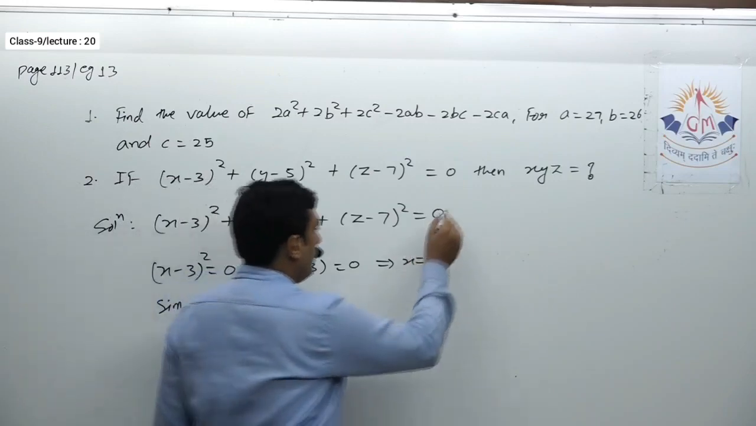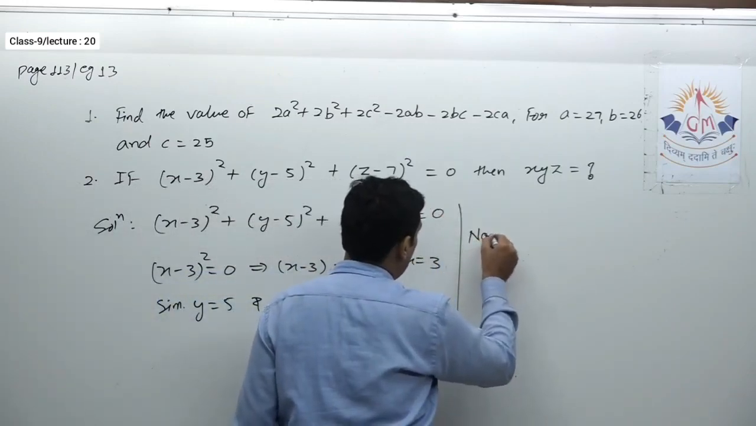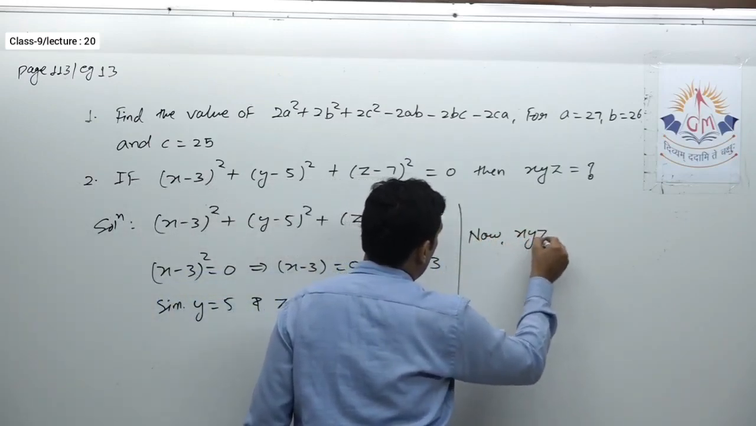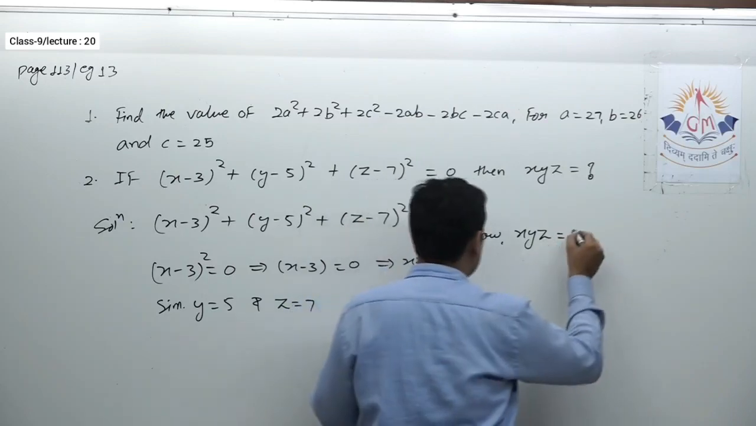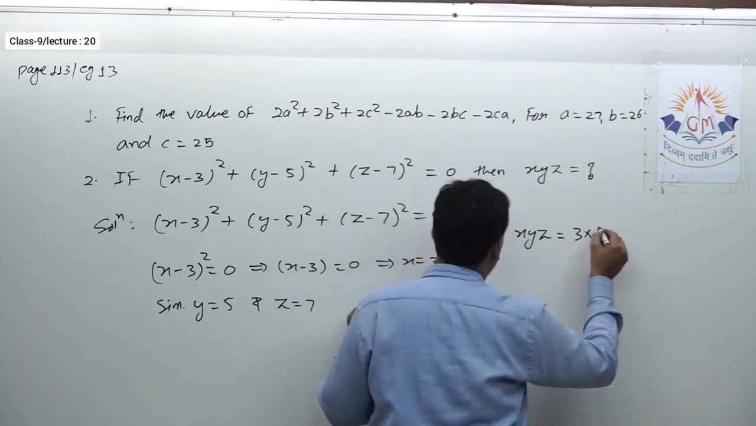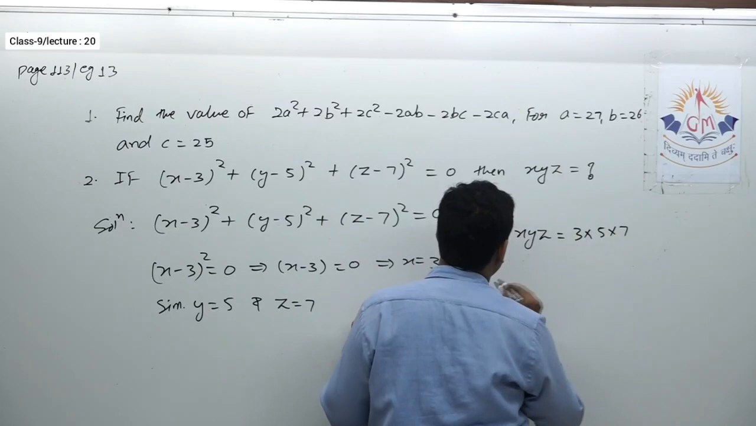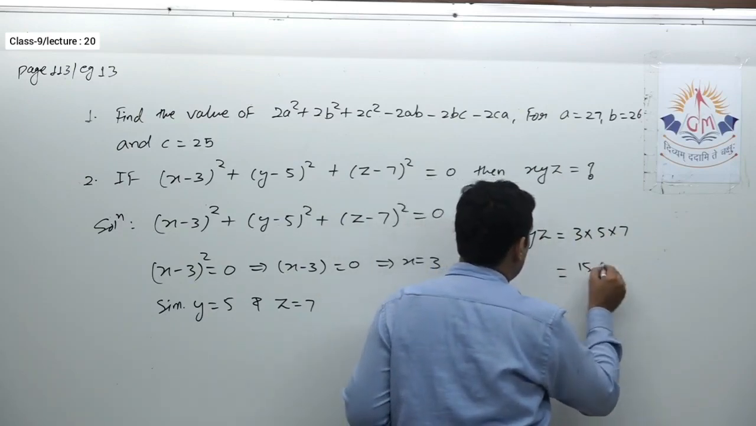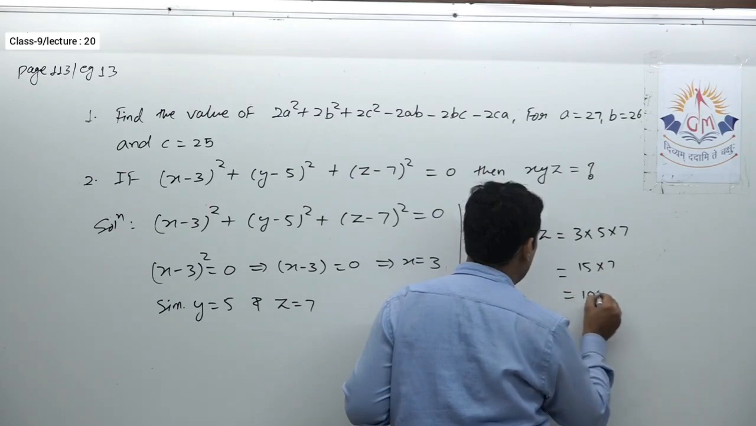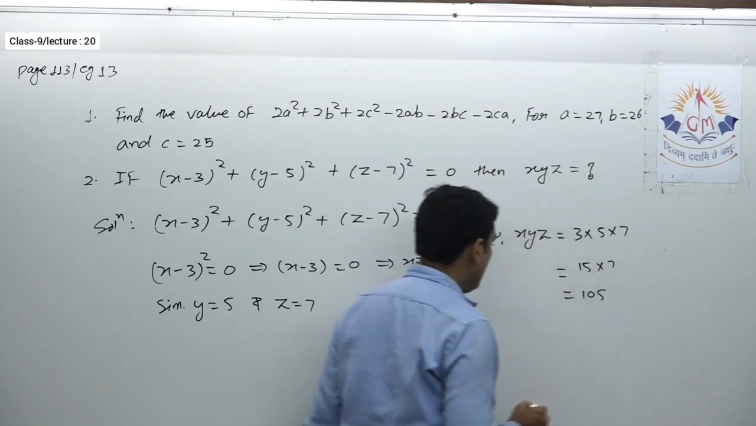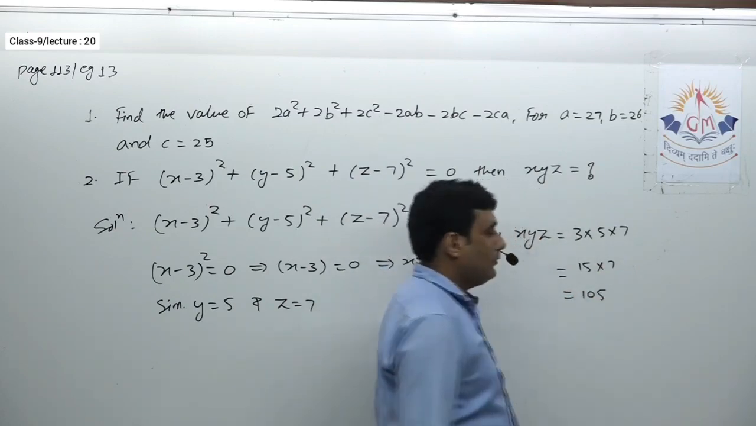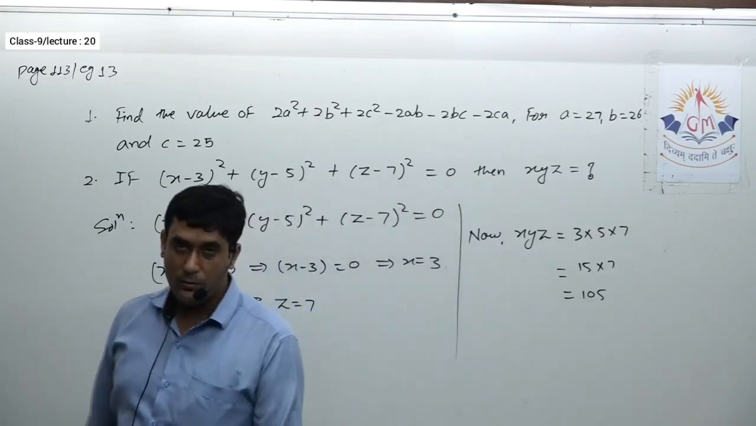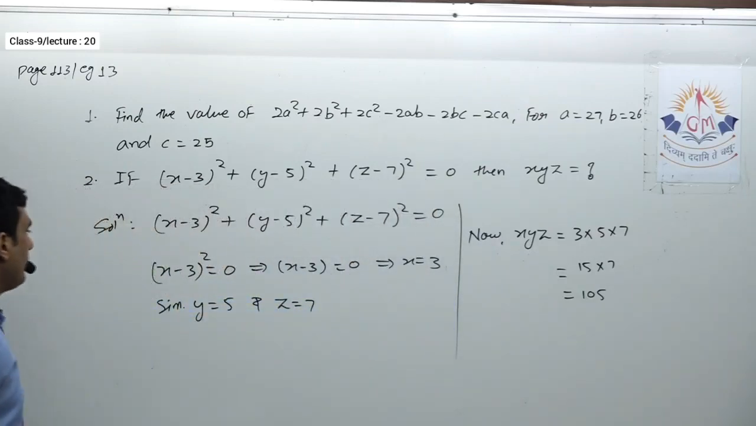Now what actually do I need to find? x, y, z. Now x, y, z is equal to 3 into 5 into 7. So it's very easy to calculate this. So this is our answer. I hope this is clear to you.